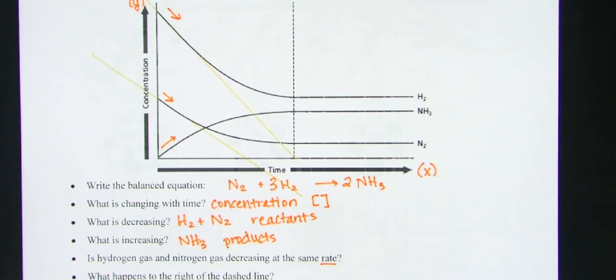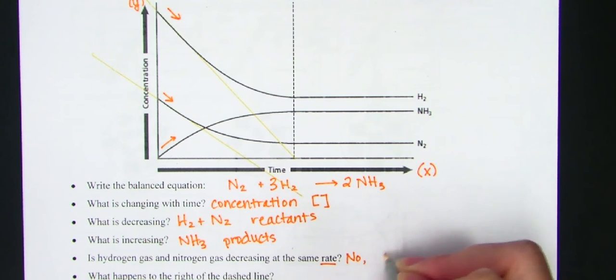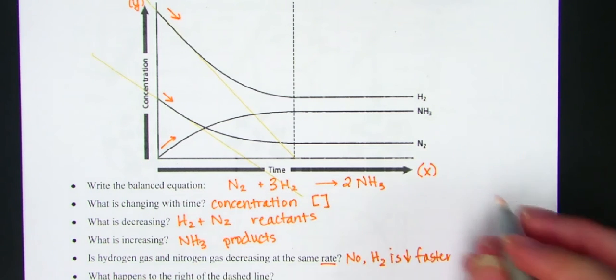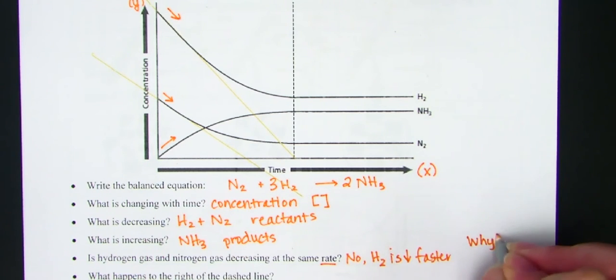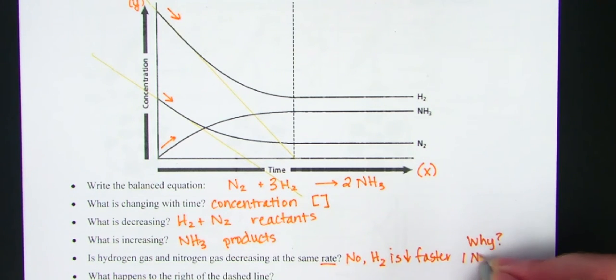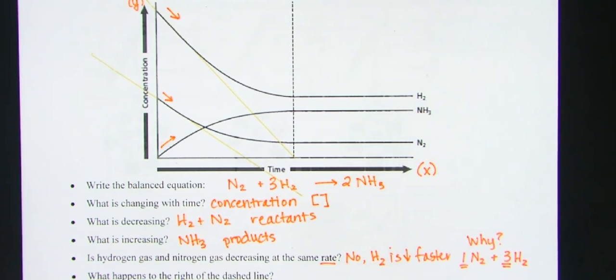The one that is more steep, so first, they are not decreasing at the same rate. Hydrogen, this top one, is actually decreasing faster. So the hydrogen is decreasing faster than the nitrogen. And you might ask why? Why is that happening? They're both reactants, they're both disappearing. Well, if you look at our balanced equation, for every 1 nitrogen, I need 3 hydrogens to react in order to form our product. And so the hydrogen is going to react, the more of it's going to disappear per time than the nitrogen.